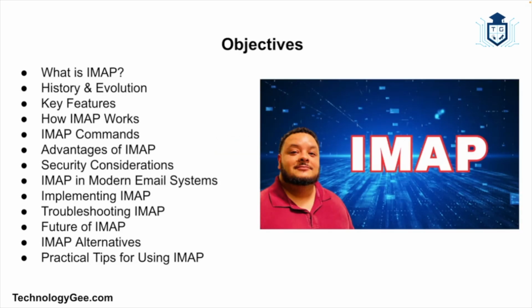So the IMAP protocol, this is one of the fundamental protocols used for email retrieval. Unlike its counterpart, which is called POP3, IMAP offers flexibility and control over email management, making it the preferred choice for many users and organizations.